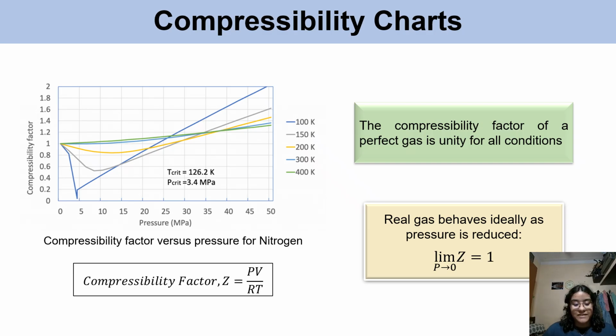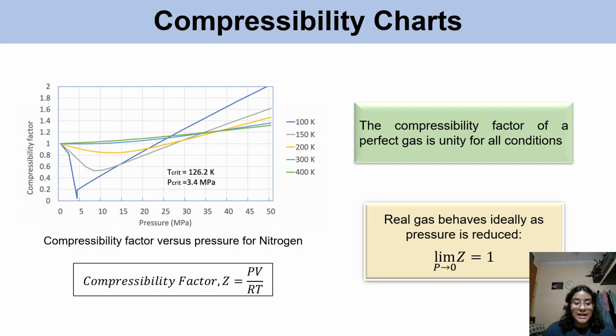The compressibility factor of a perfect gas has the value of unity at all conditions. Since a real gas behaves ideally as pressure is reduced, the compressibility factor of a real gas approaches unity as the pressure is reduced to zero.